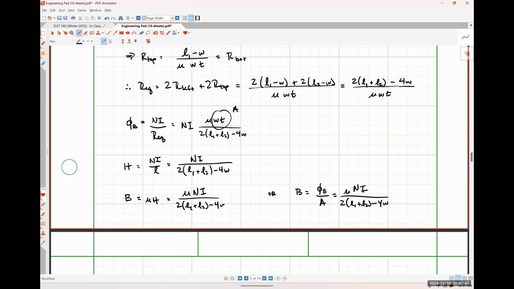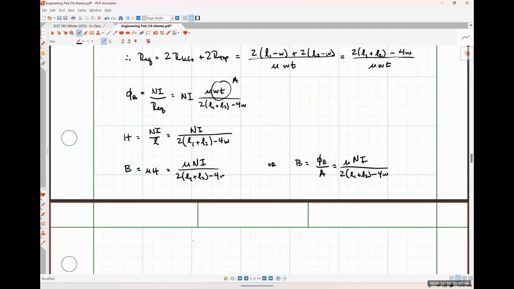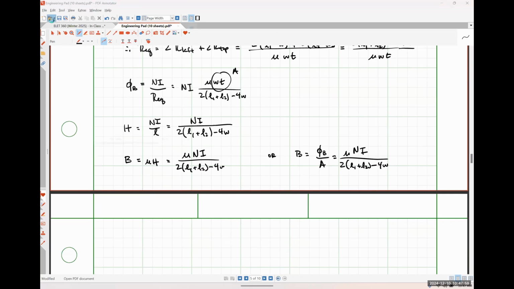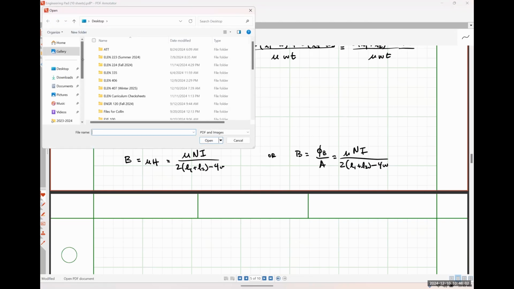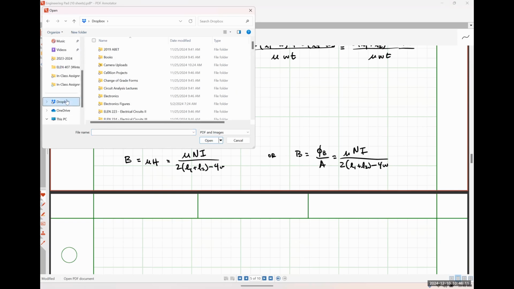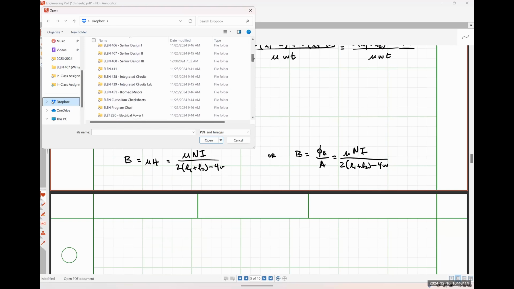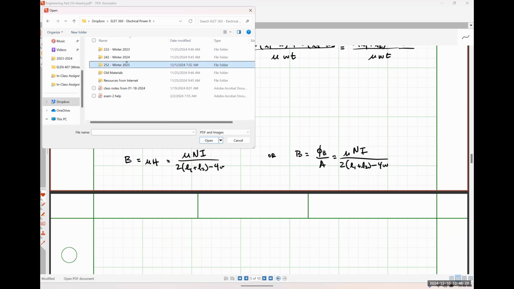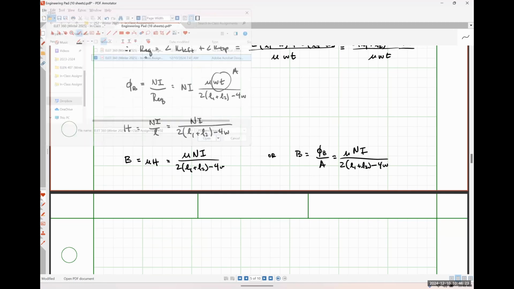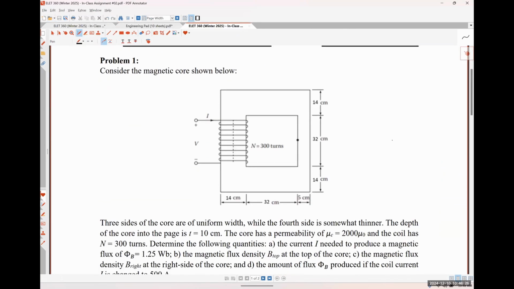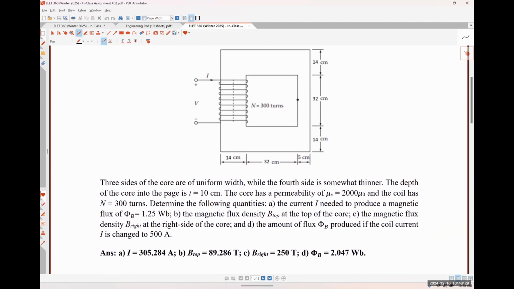So let's look at the second in-class assignment real quick. I'm trying to remember exactly what these are. I might change my mind in a moment. Problem 2 has got an air gap. We're not quite ready for that one yet. Yeah, this is a legit one.